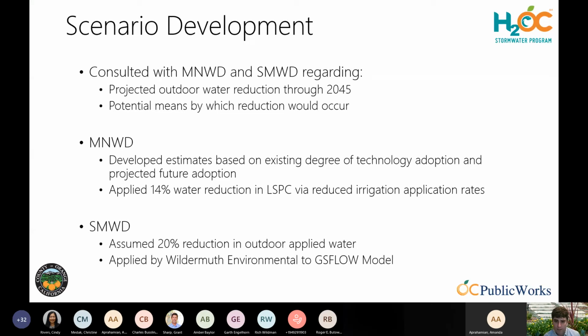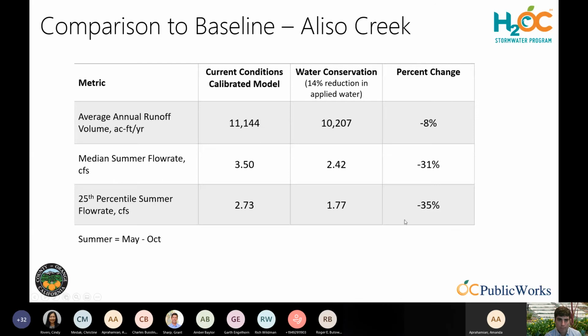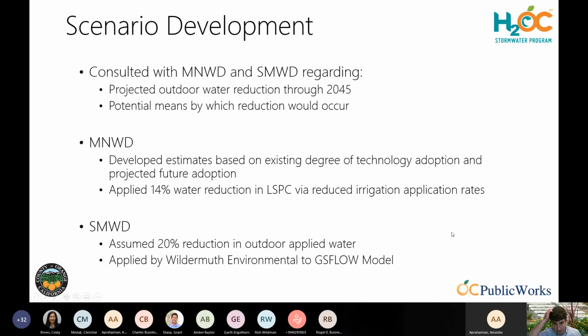Representing the last 20 years of adoption has been substantial, especially the last 10, and that additional adoption of outdoor water conservation measures would somewhat slow compared to the rate of adoption in the last 10 years, but would continue in a significant way. So we then incorporated those reductions into the model.